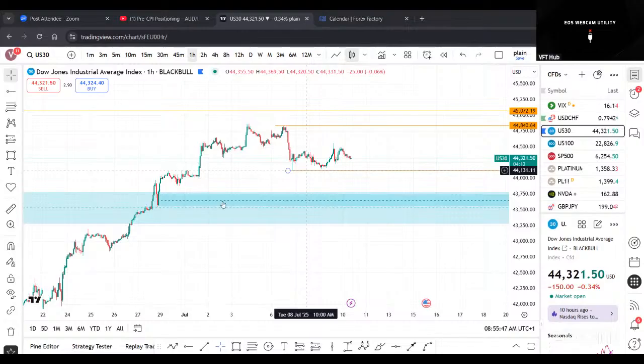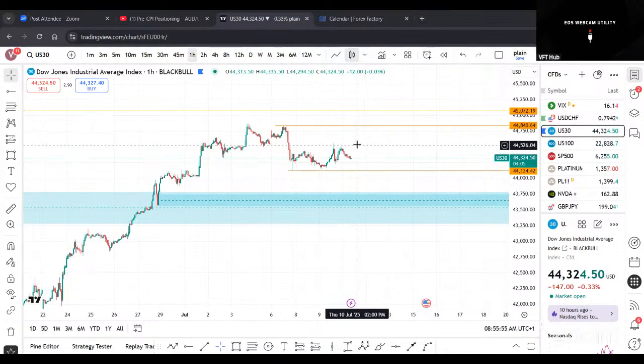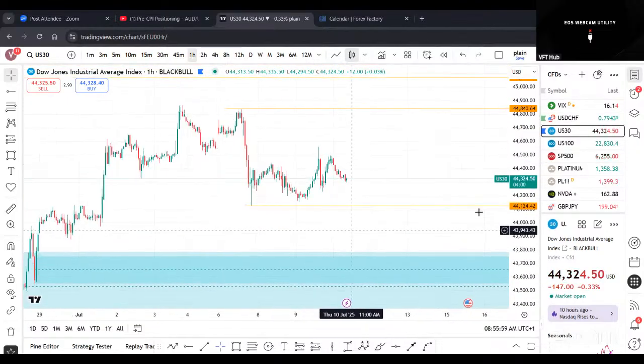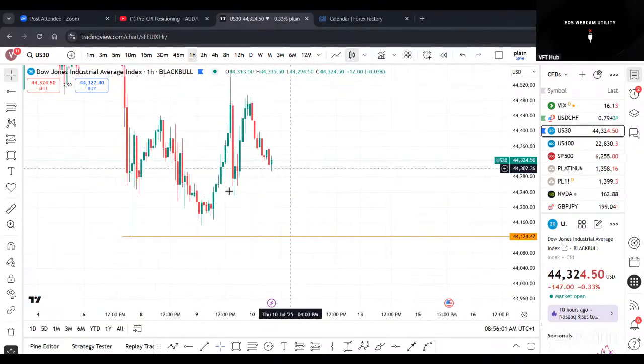We have this other block that's not been tested before. So we might see a tap into this and then price continues the movement to the upside, right? But that's very far. Let's look at the area of interest that might be really significant for today.